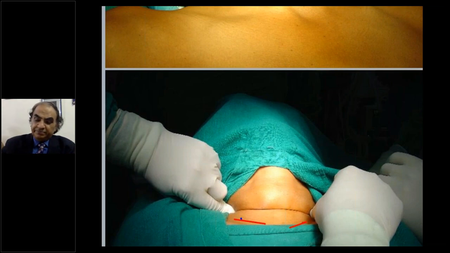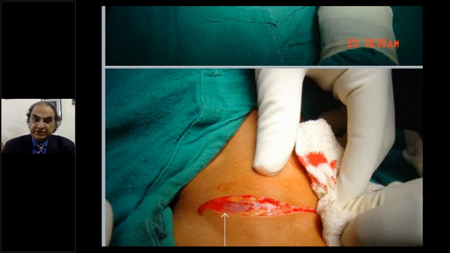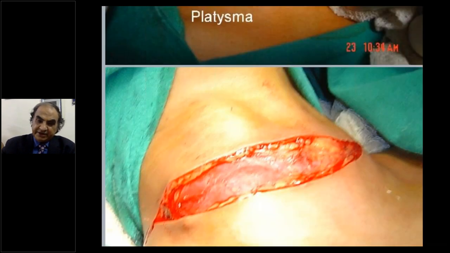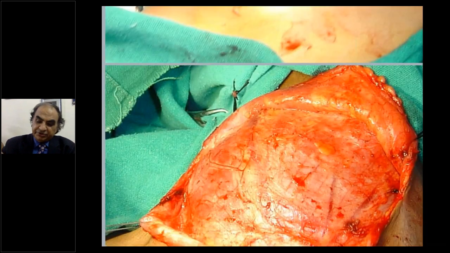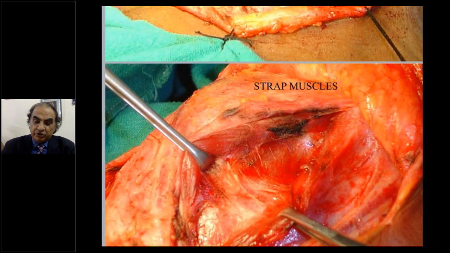So it needs to be planned based on the situation. We usually cut the skin and platysma at different levels. You cut platysma a little higher, that improves the cosmetic outcome. Once the flaps are raised, they can be fixed with slings, which we use, rubber slings. The superior flap we normally take up to the hyoid bone, not the thyroid cartilage, as you've seen in most books.